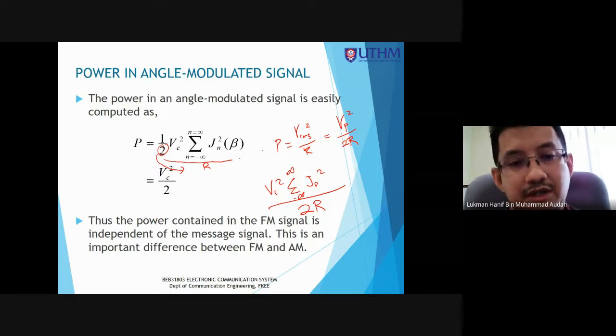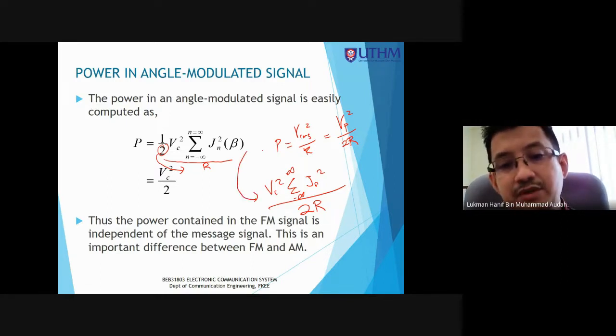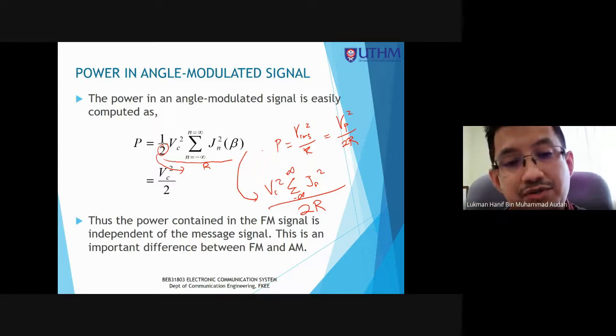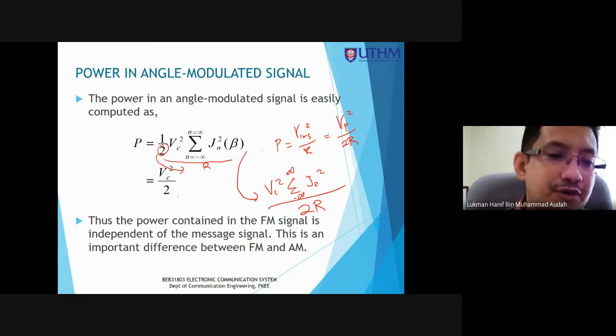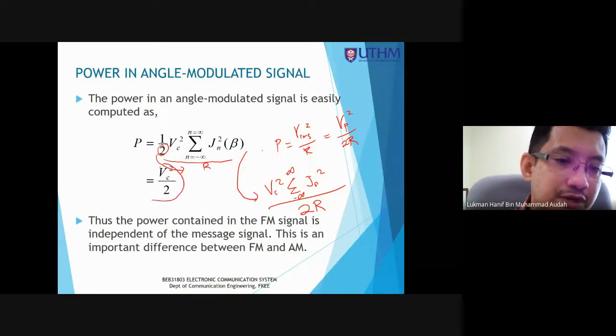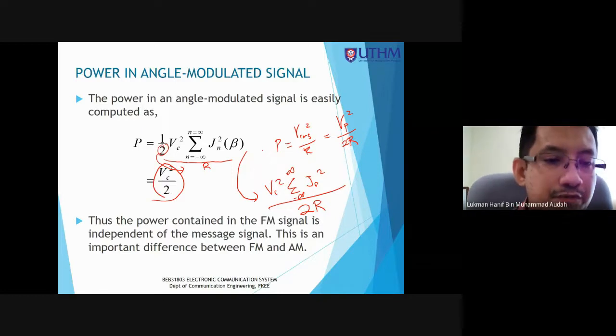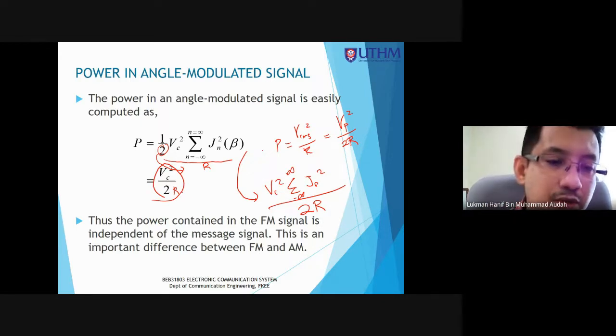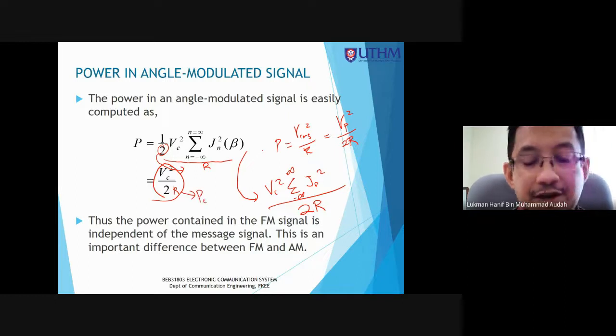Okay, so kalau saya kembangkan dia boleh jadi seperti inilah. So you see that the R variable is still there, but in this case they assume that the resistance is equal to unity, which is R equal to 1. So dalam case ini dia menganggap R bersamaan dengan 1. And if you see the last part over here, this is VC square over 2R. Actually, we have R equal to 1 in this example. So this is equal to the power of the carrier.